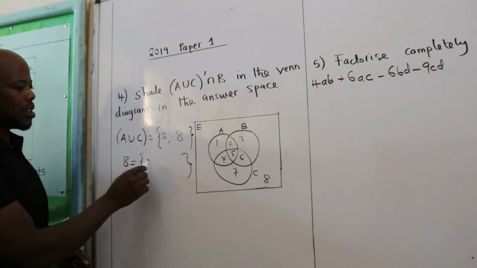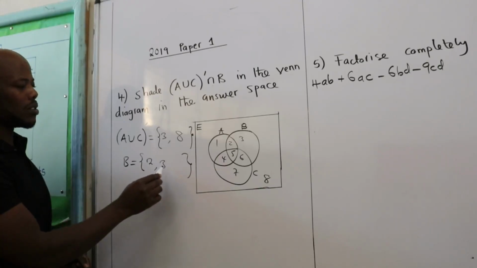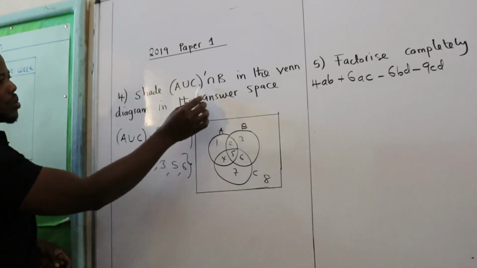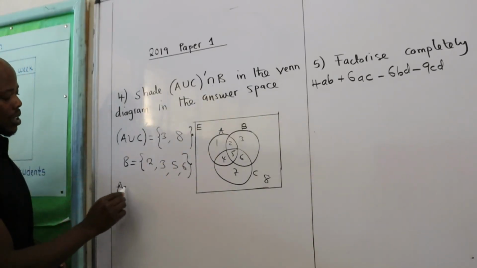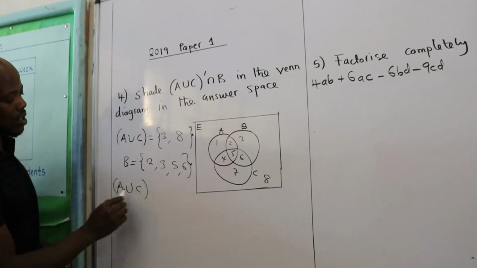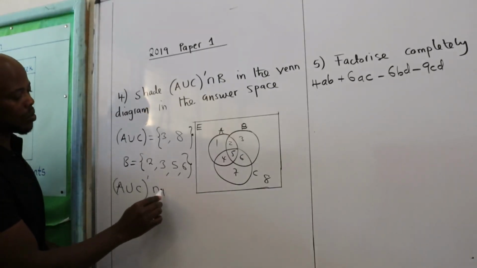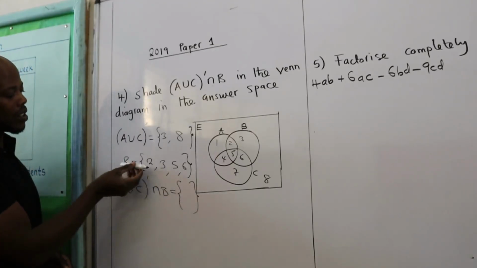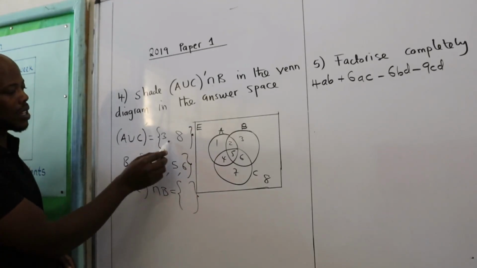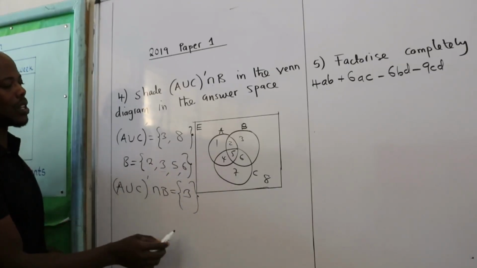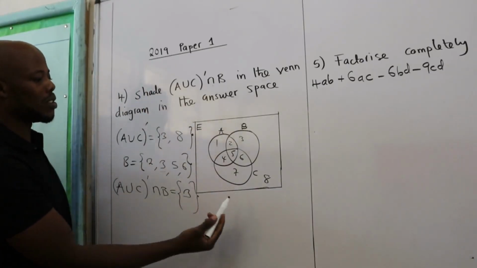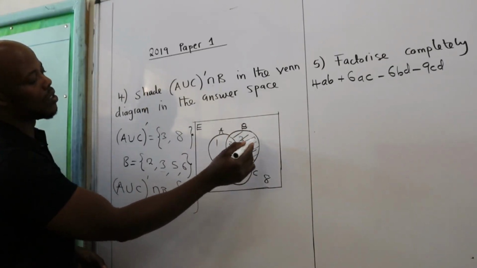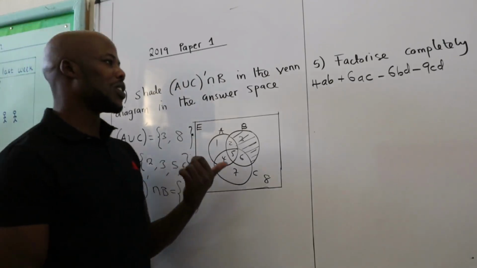We go to B. B is 2, 3, 5, 6. Now, the way it looks here, this is A union C complement, intersect B. So if you see nicely, what is the intersection of this and this? It's 3 over here. So you write 3, and then check on your diagram, where is 3? 3 is somewhere here. So this is the region. We go to the next question.